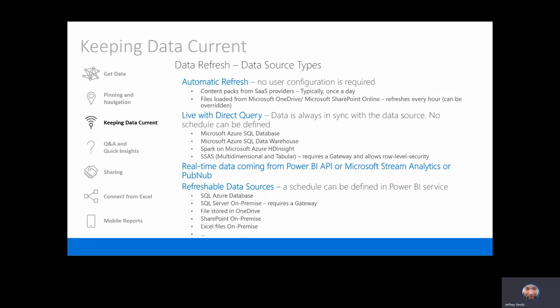For automatic refresh for content such as SaaS providers, it's typically refreshed once a day. Files uploaded from Microsoft OneDrive or Microsoft SharePoint is refreshed every hour, but can be overwritten. Live with direct query, there's really no need to schedule refreshes because data is always synced to the data source. So data sources like that are Microsoft Azure SQL Database, Azure SQL Data Warehouse, Azure HD Insight, as well as SaaS.